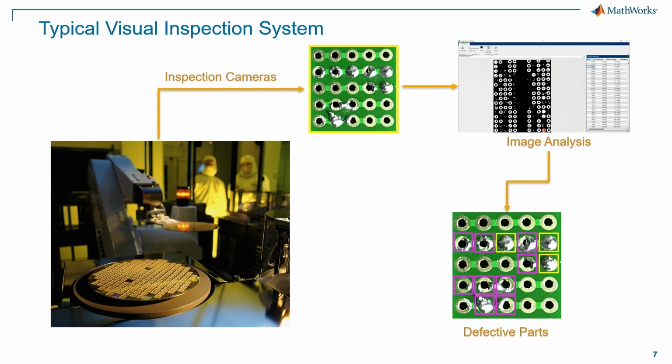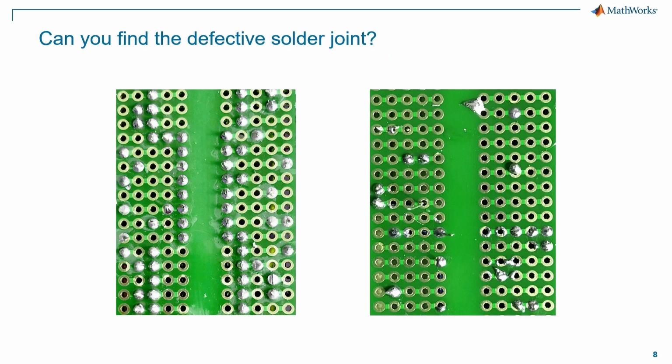So you have a manufacturing belt with parts on it, one inspection camera that captures those images, and then a system that analyzes those images and classifies them as good or defective. That's basically the workflow we want to tackle today.